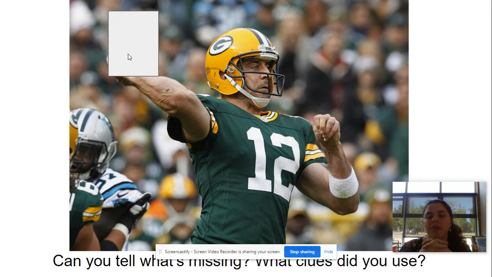Probably could guess that a football is missing in this picture. If I were to move the box, you would see a football. And the clues that you probably used to figure out what was missing was obviously we have a football player here. He's wearing his uniform. He's got his helmets on. There's people back here in the stadium.